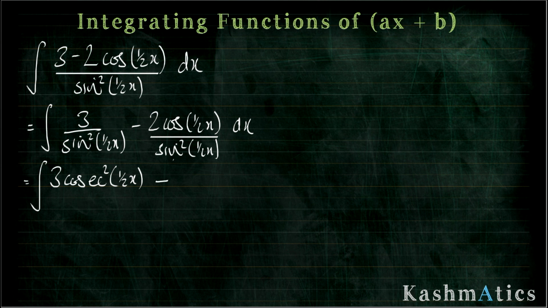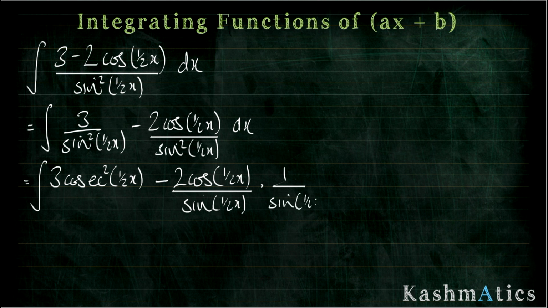Take away. So I'm going to rewrite this a little bit. So I'm going to rewrite this as 2 cos a half x divided by sine a half x multiplied by 1 over sine a half x dx. Okay. Now I'm almost there now. Okay, the first term I'm happy with anyway. So 3 cosec squared a half x, take away 2.